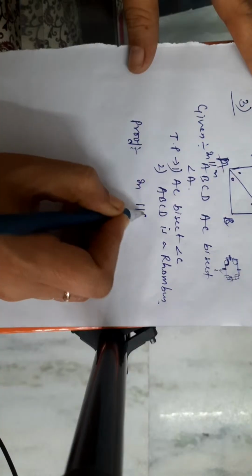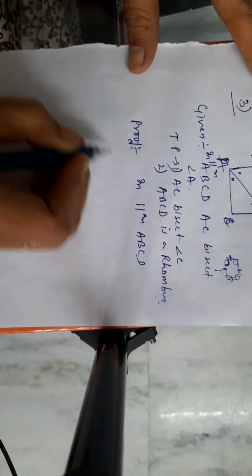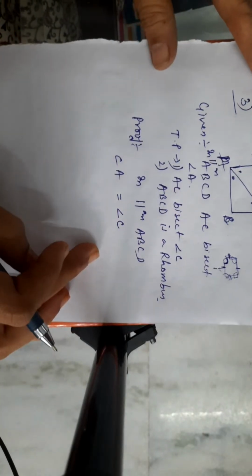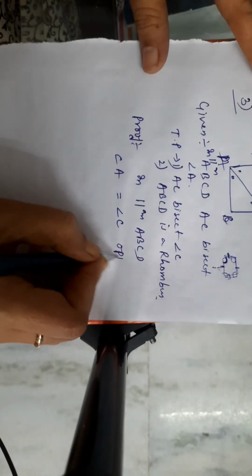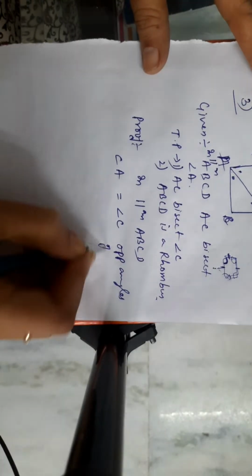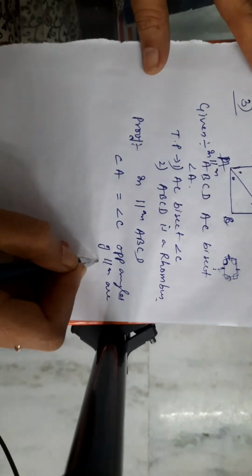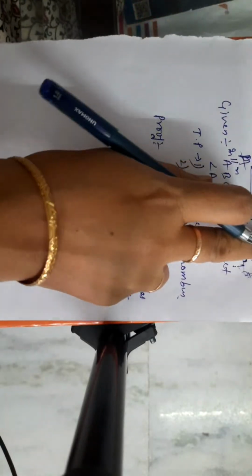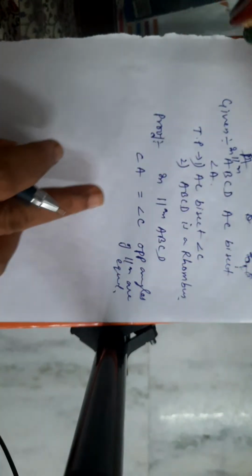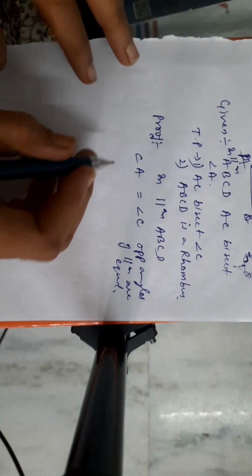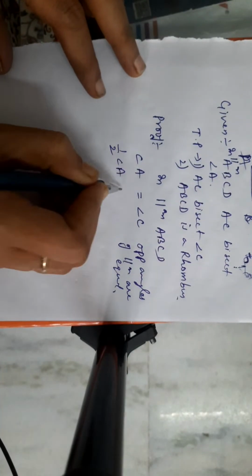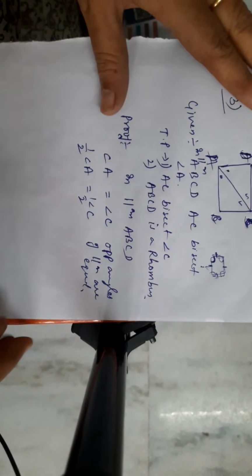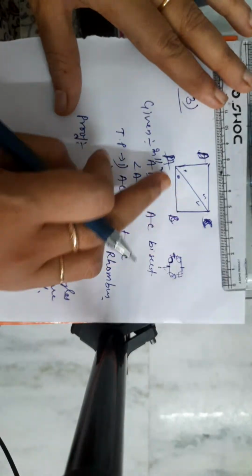In parallelogram ABCD, angle A is equal to angle C. We know that opposite angles of a parallelogram are equal. Now, when angles are equal, we can make their halves equal. Complete angles are equal, so half of angle A will be equal to half of angle C. Now here, complete angles were equal, so their halves are equal.